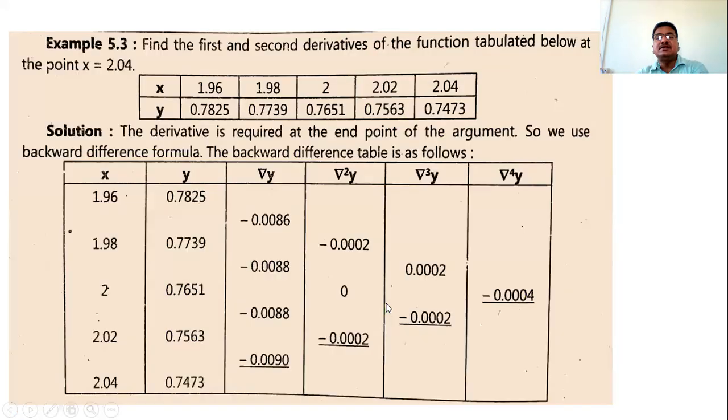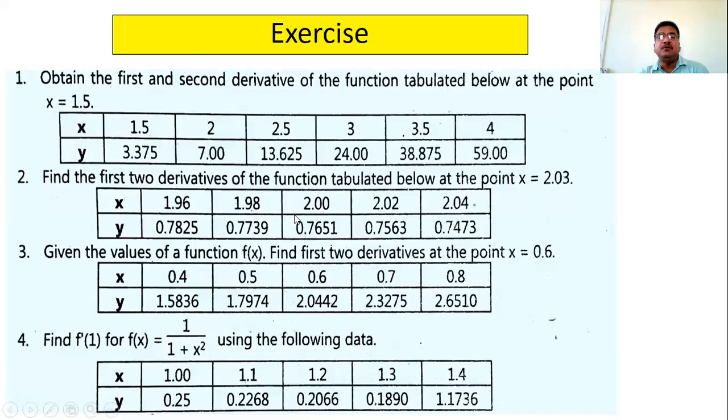So for exercise number 2, use the general formula, because this value is not given in the table. This is in the range of values of x, but it is not directly given in the table and it is at the end of the table. So use the general formula of first order derivative and second order derivative, and find the first order derivative and second order derivative at this point 2.03. That is, find u and h, all these things, and prepare the backward difference table.